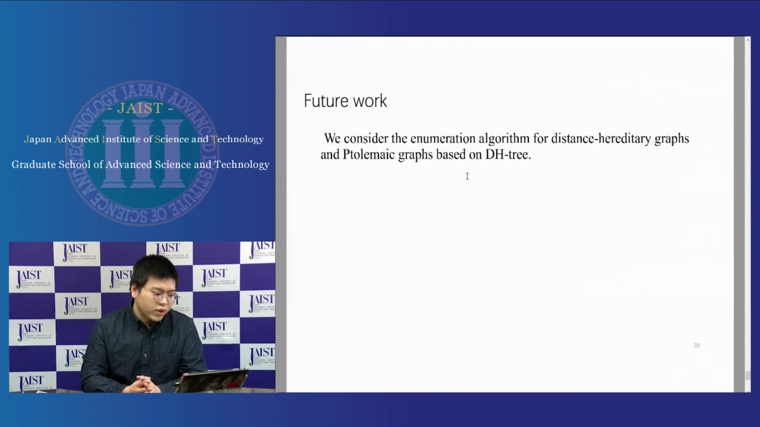For future work, we consider enumeration algorithms for distance hereditary graphs and Ptolemaic graphs based on the DH tree, since DH trees and distance hereditary graphs are not a one-to-one mapping, and one distance hereditary graph may have several DH tree representations. So we have to figure out the isomorphism of DH trees first, then we may do our enumeration based on DH trees, which may be much faster than the algorithm we use now.